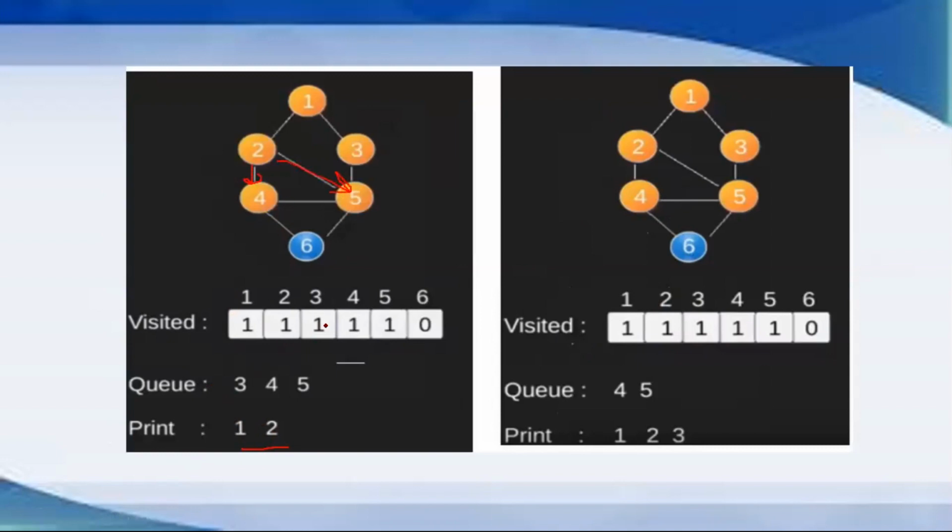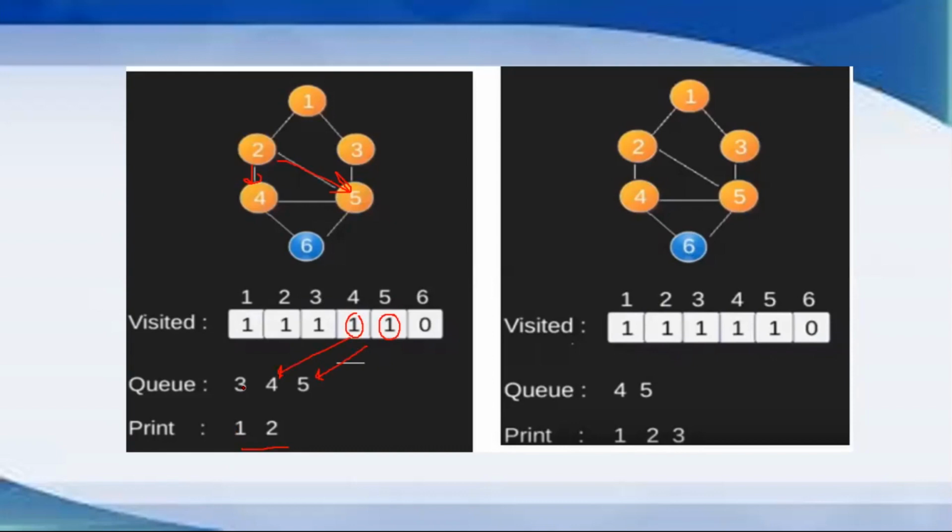Now, 4 and 5 are also marked as 1 in the visited array. 1 means it has been visited, right? And it will also be added to the queue, at the end. So 4 will be added, then 5 will be added. There is a possibility that you can add 5 first and then 4. It's all up to you, right?